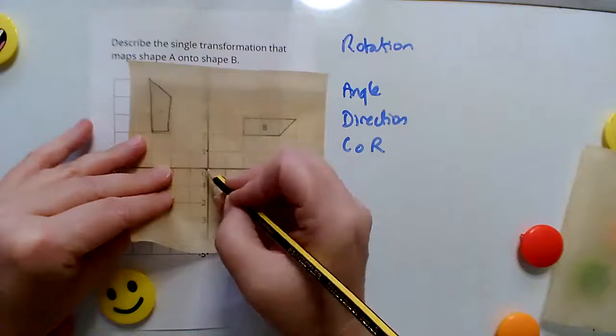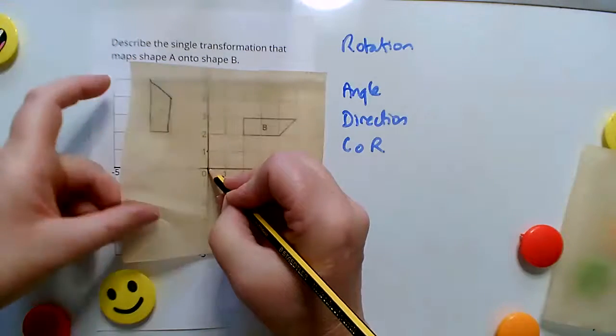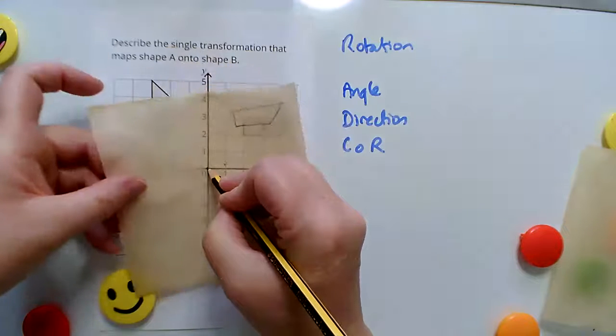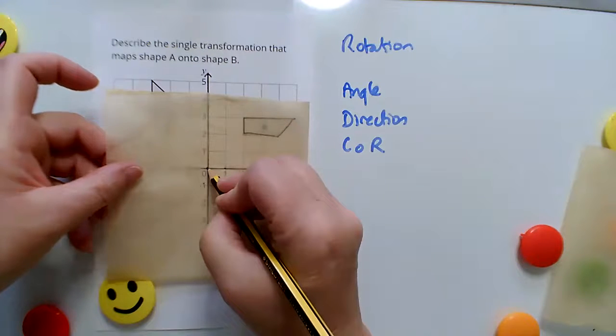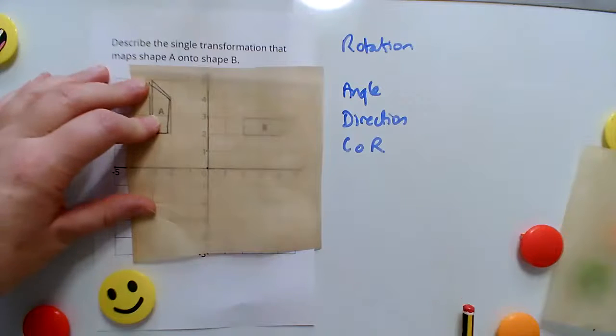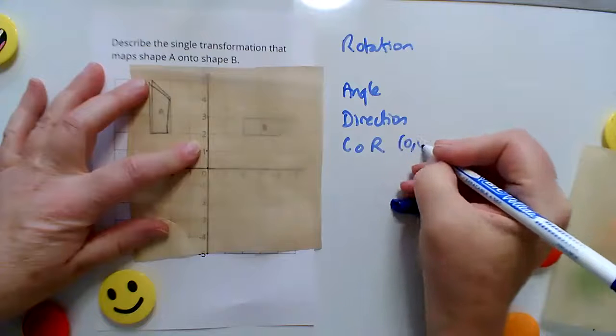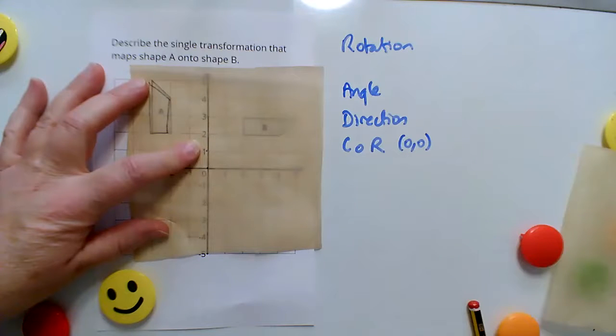Maybe go down one. So it's at the origin. Let's rotate it around. And that one does work. So I've got my center of rotation. I can write that in. That's going to be at 0, 0, or you could write the origin down.